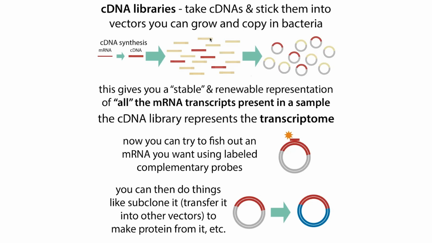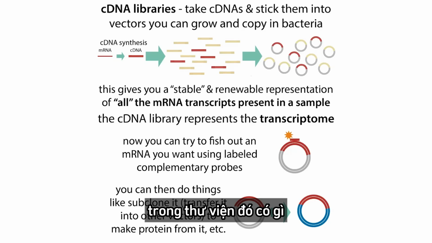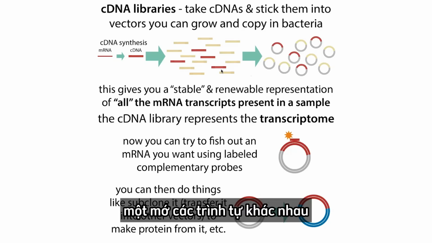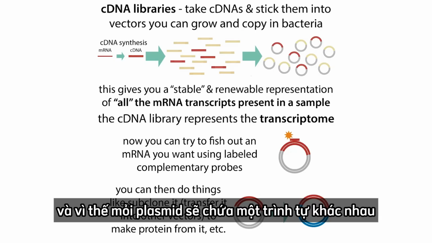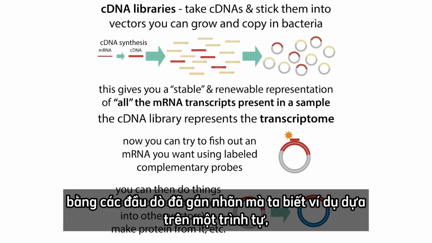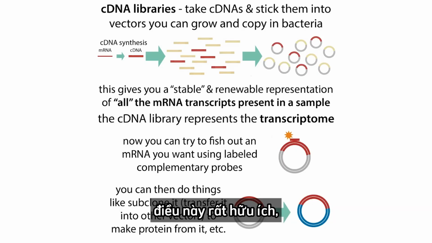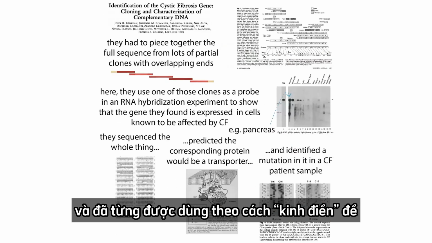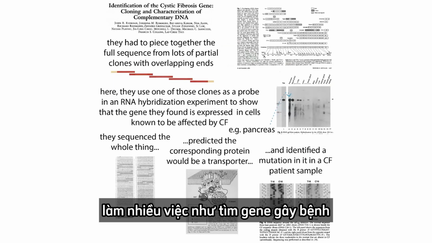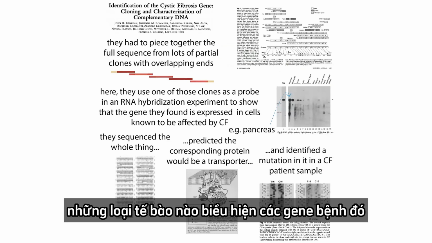But we don't even know what's in that library. It's just a bunch of different sequences. And each of these plasmids is going to have a different sequence in it. But what we can do is we can actually probe that library using labeled probes, like a sequence where we know part of the sequence, and we can then fish out the whole sequence. This was sometimes used classically to do a lot of things like find disease genes, or not genes, but see which cell types these disease genes were being expressed in.